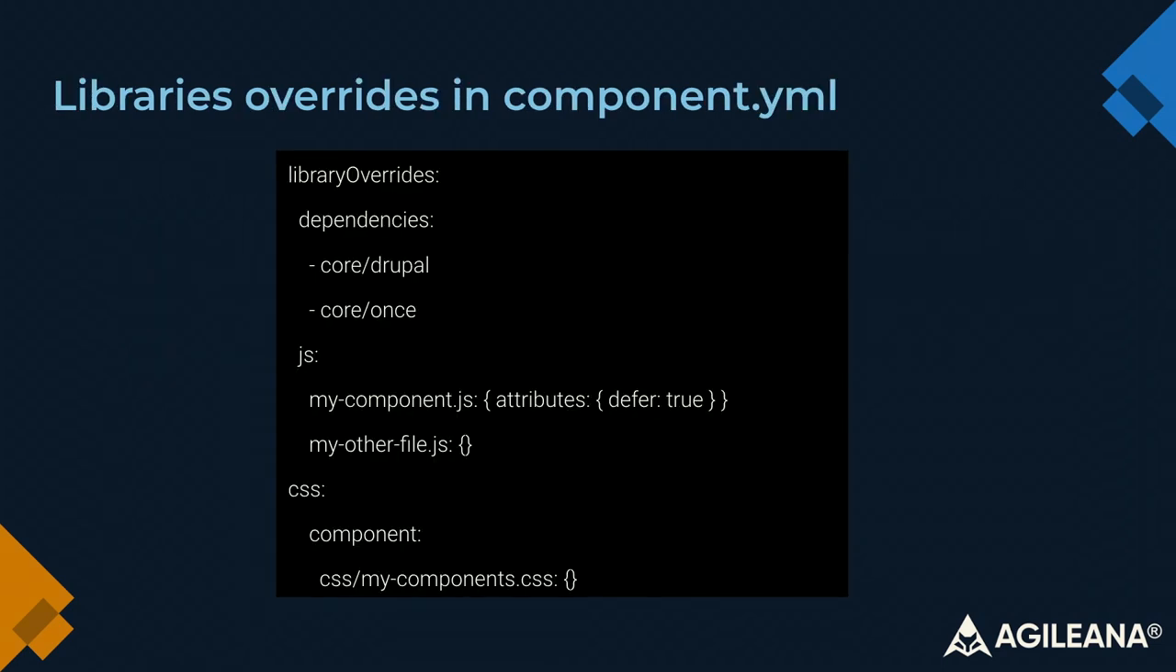And the other good thing about single directory components is that they can use library overrides. So in the component YAML file, you can do definitions as you do with regular libraries in Drupal. As you can see, I'm adding dependencies, so you can add dependencies on other libraries. You can add your own JavaScript, or you can modify the entire structure of the component to create your own JavaScript files. You can split the component functionality in multiple JavaScript files, so you can call all of them independently, as you can see, my component JS, other file, another file, and the same thing with CSS files. So you can go with advanced configuration for the component. This is something that you can do in the component YAML file.